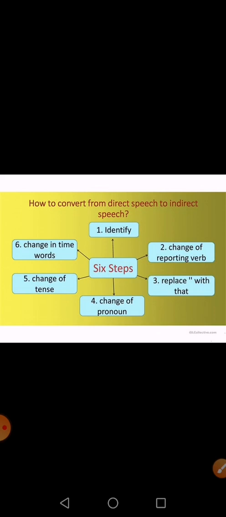Who is the first person? The first person is the speaker. Who is the second person? The second person is the listener. One is speaking, the second one is listening. And who is the third person? The third person is not present. The third person is the person who is not present.